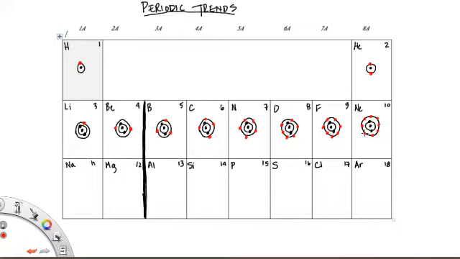So we're at neon, has its outermost energy level filled. What you can do is you can pause this tutorial and go and fill in the last row by yourself.